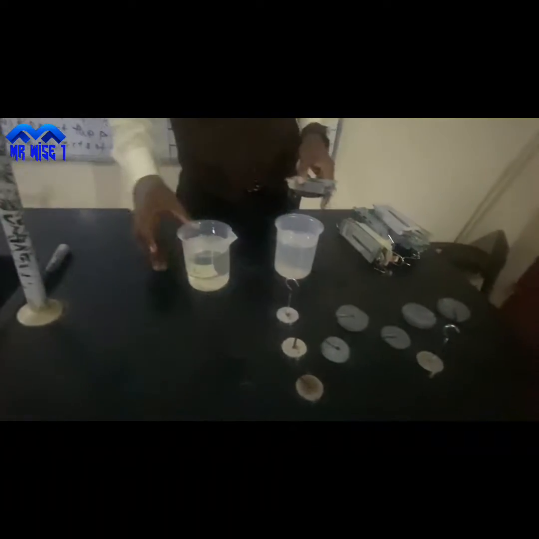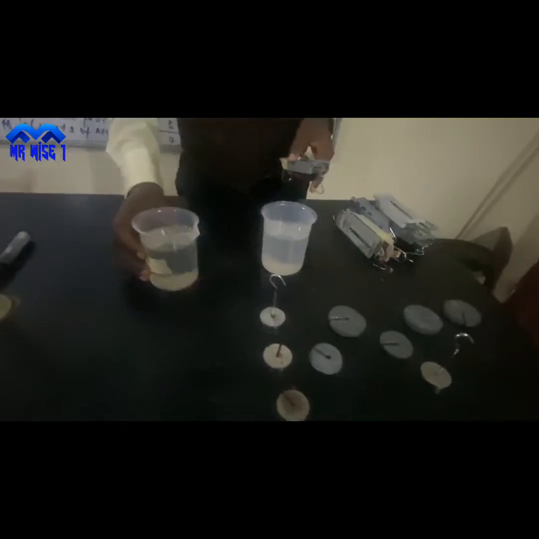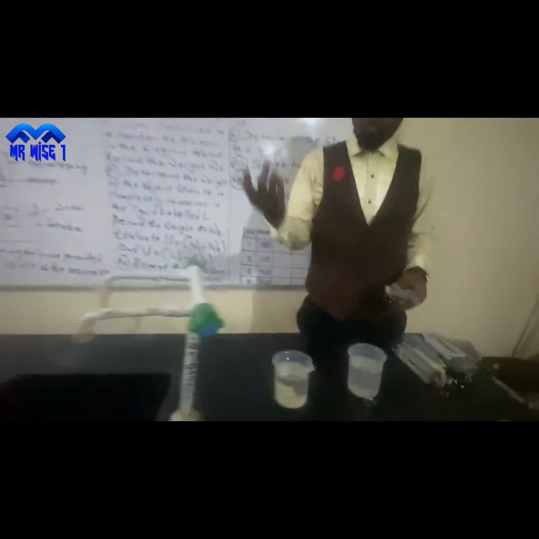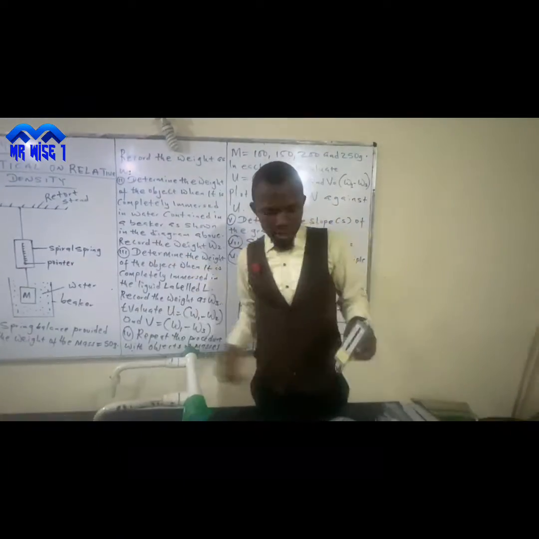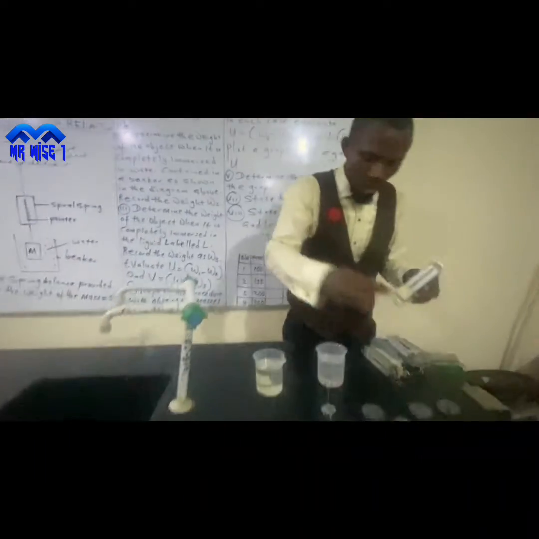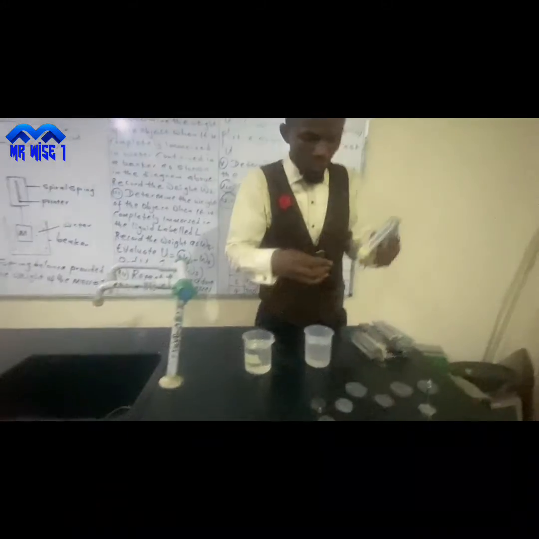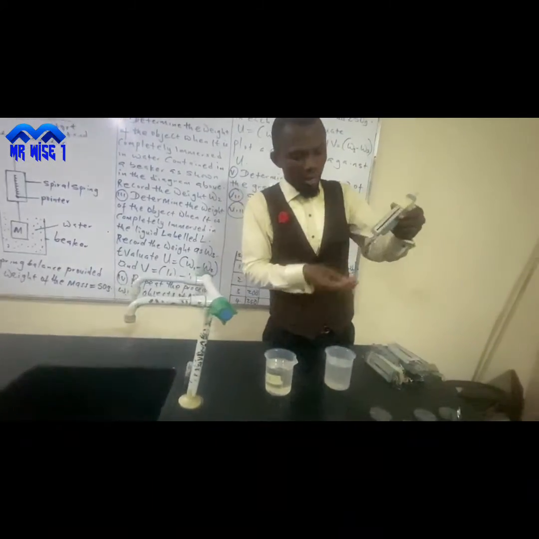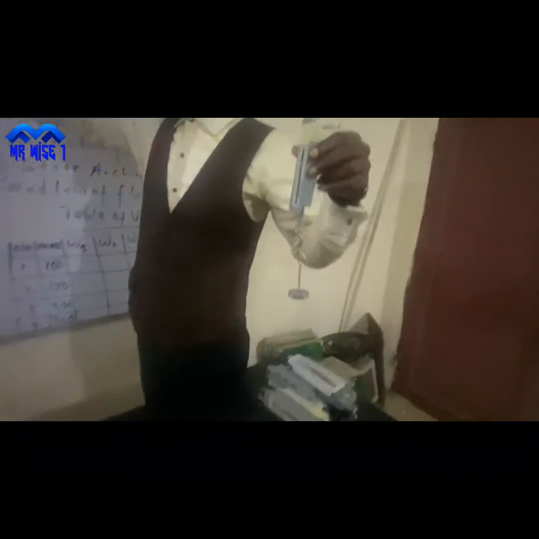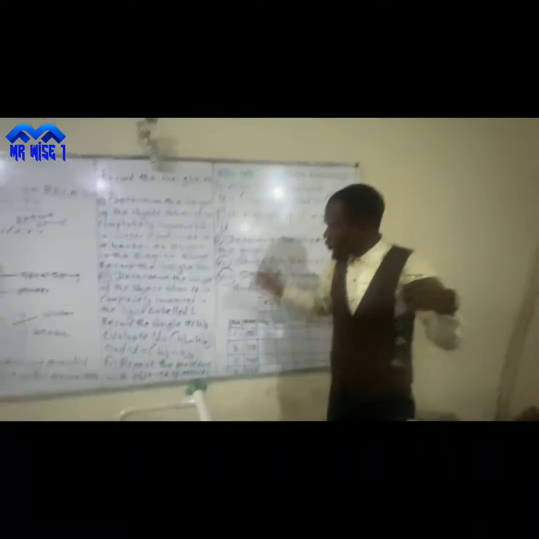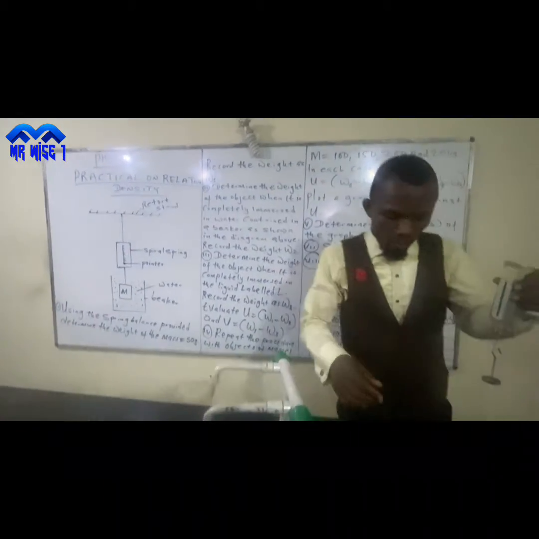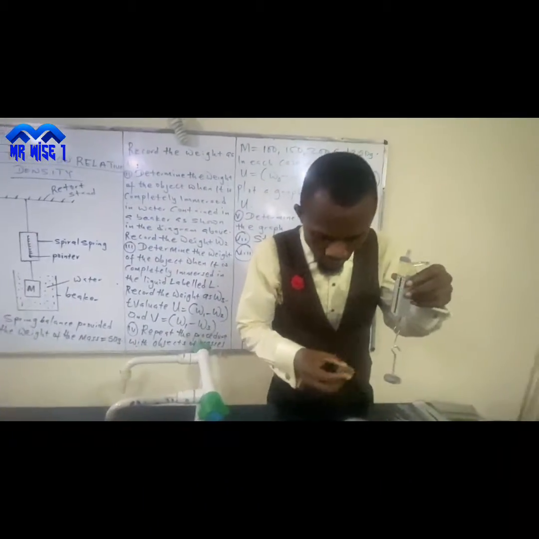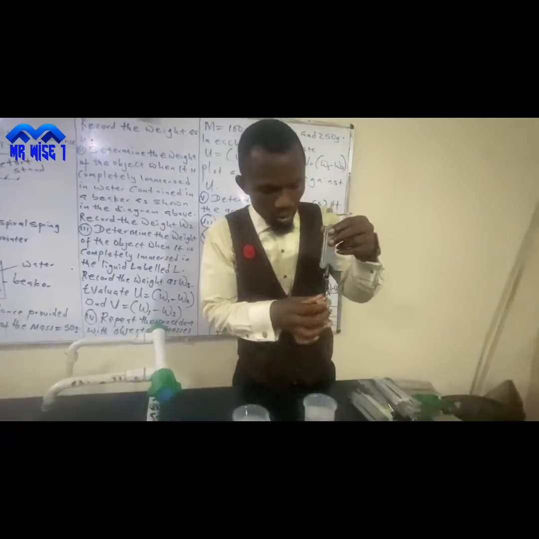So let me quickly carry out the experiments. Let's say the retort stand, but I'm not going to use the retort stand. I'm going to use my hand to hold the spiral spring. The first thing I need to do, I'll place my mass hanger on the spiral spring. As you can see, let's say the mass of 100. So I'm going to start with 100, following the procedure on the board. So this is still 50.